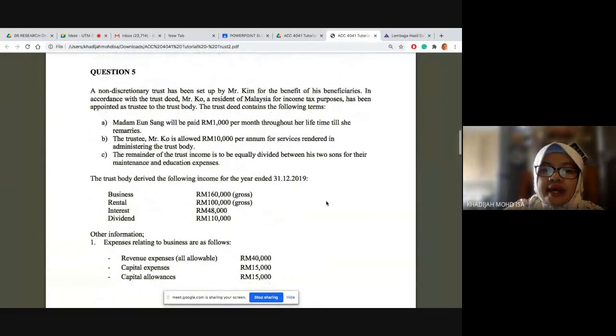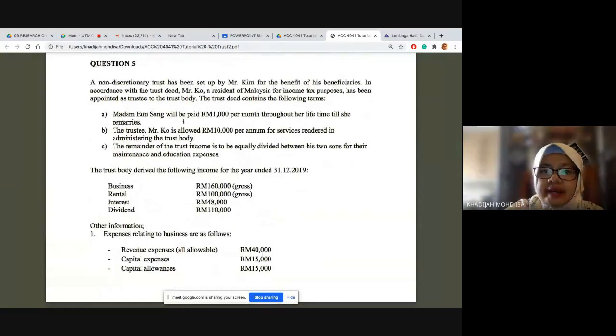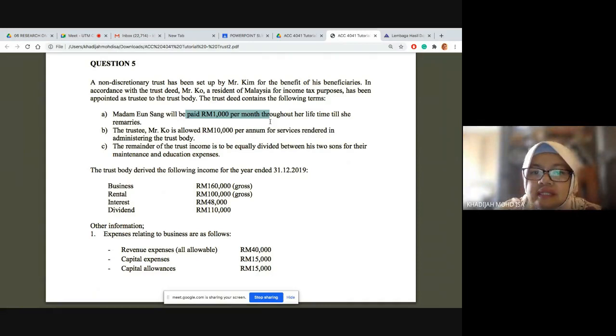But in this case, Madam Eun Sang is paid 1,000 per month throughout her life. So the amount paid in this case is an annuity. So for the year, the annuity for Madam Eun Sang, who is the wife, is 12,000. The second one, Mr. Ko is allowed to minus 10,000. But remember that this one is for administering the trust body.